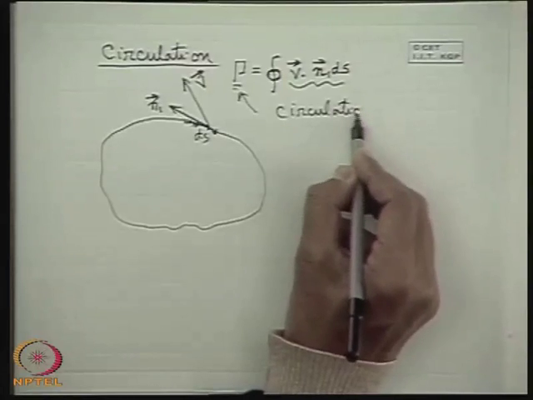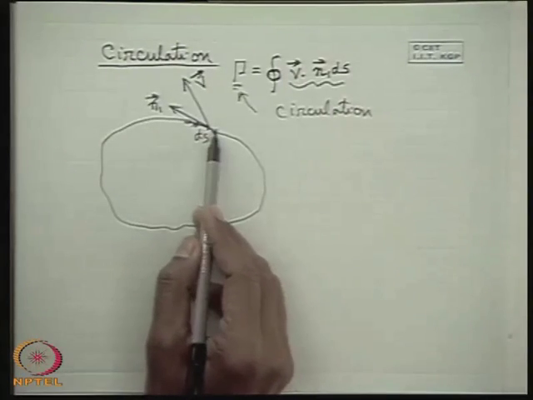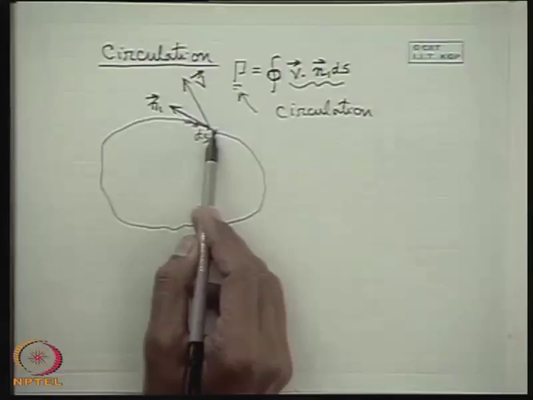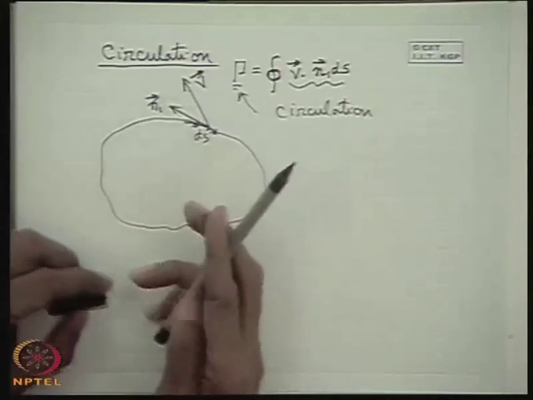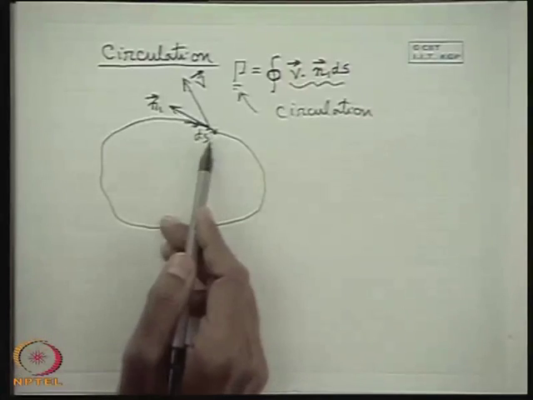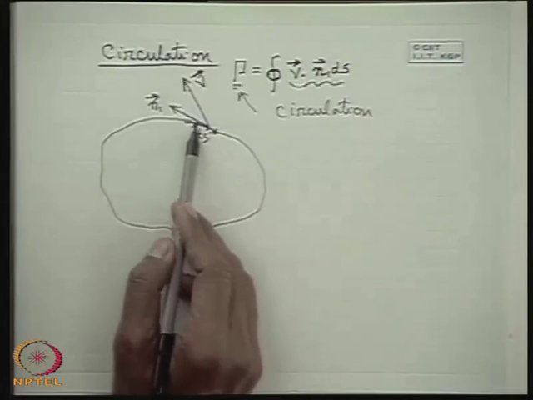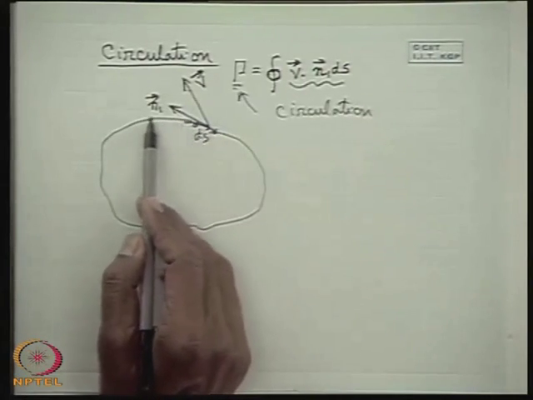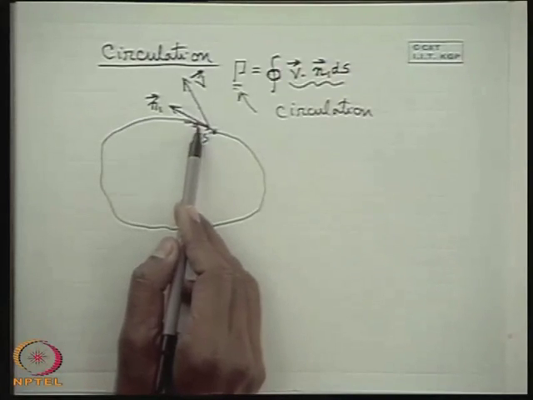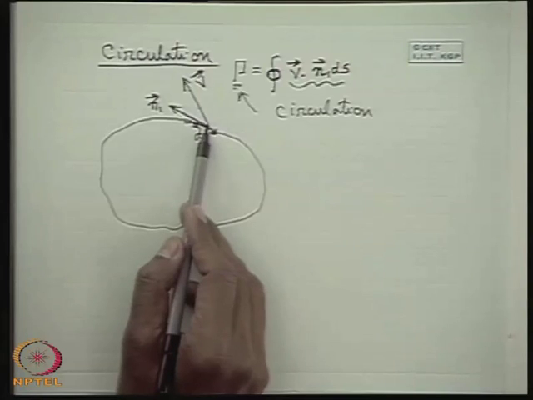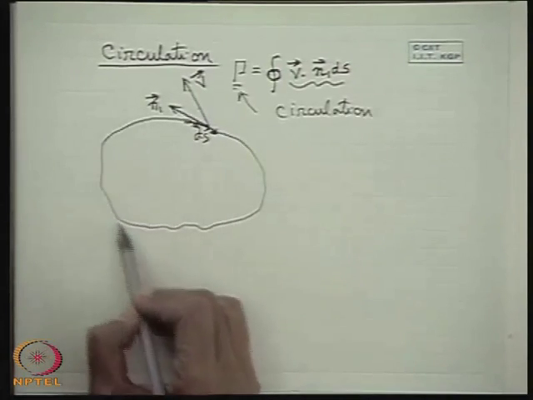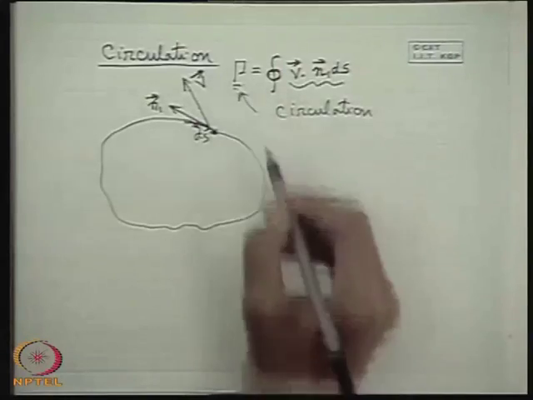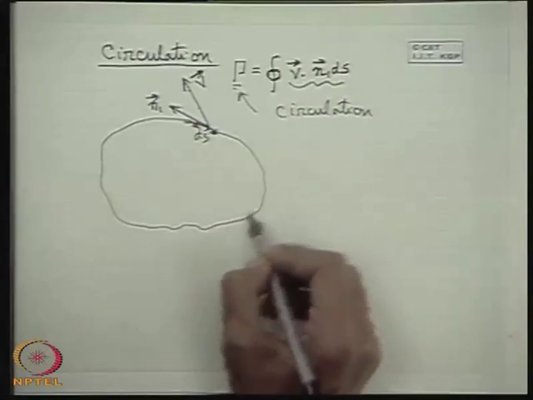Circulation simply means the linear elemental length multiplied by the component of the velocity along that length. The velocity vector may have any direction, so we take the component of the velocity vector along that length, and sum up all such quantities, the product of the length times the velocity component along that direction, over a closed contour. This is known as the circulation around that closed contour or closed circuit.